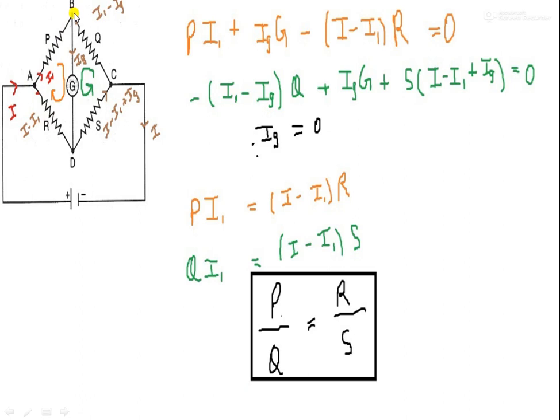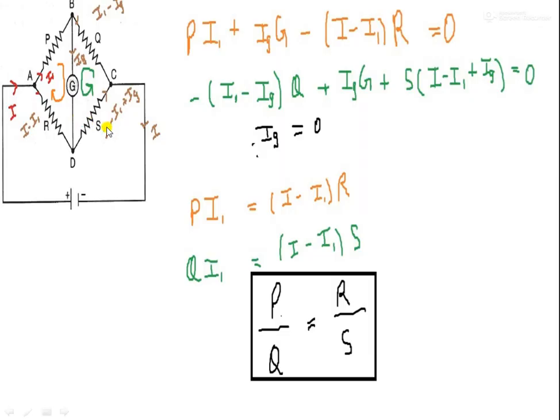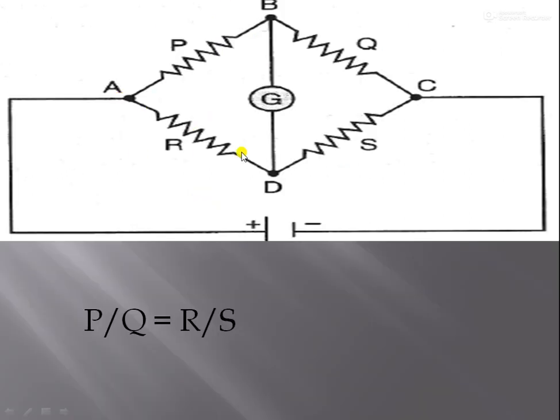At B point again there is a junction, so the current I1 will separate. Let Ig be the current flowing through galvanometer, so you are remaining with I1 minus Ig, that will flow through Q. And at this junction what is happening, I minus I1 is coming from here, Ig is coming from here, so they will meet at this point and will combine and flow through S. So the current flowing through S is I minus I1 plus Ig. So these are the currents that I have marked in this diagram.